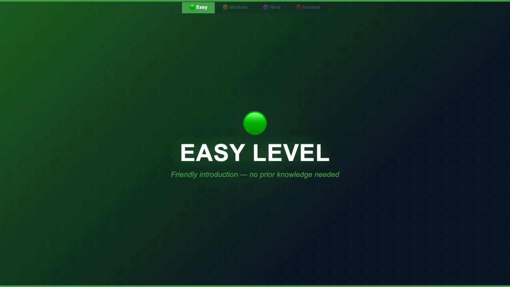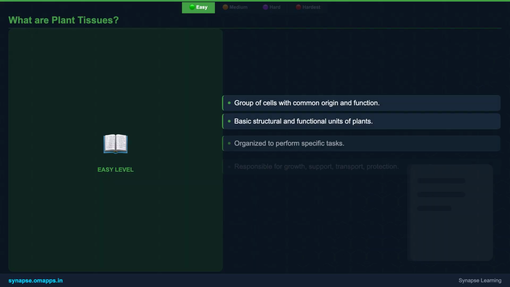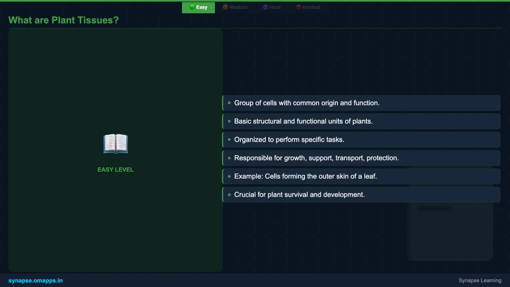Ready to discover the basic units that make up plants? Let's start with the easy concepts of plant tissues. Imagine a plant like a building. Just as a building has bricks, cement, and steel, a plant has different types of cells grouped into tissues. These tissues are like specialized teams, each with a specific job.